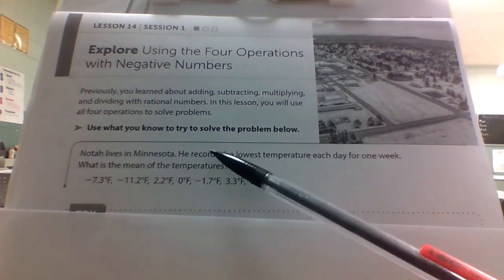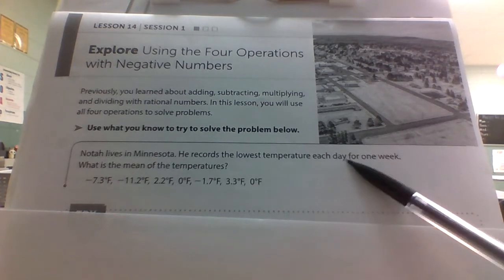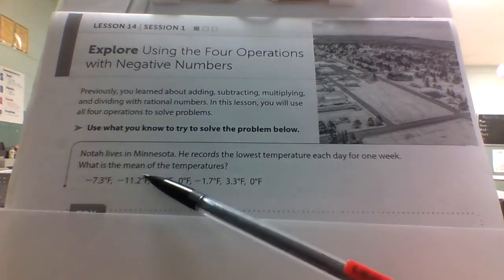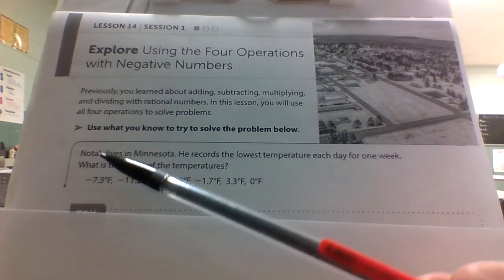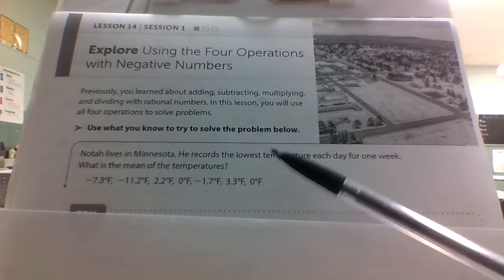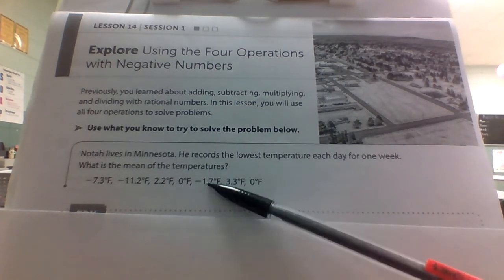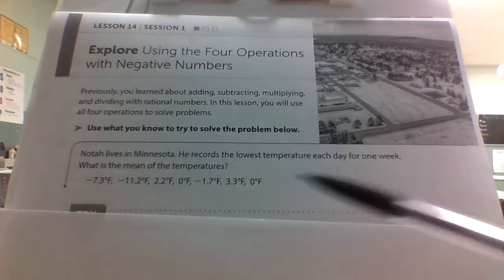Nota lives in Minnesota. He records the lowest temperature each day for 1 week. What is the mean of the temperatures? And here are the temperatures listed out. And as you'll notice, there are 1, 2, 3, 4, 5, 6, 7 temperatures.